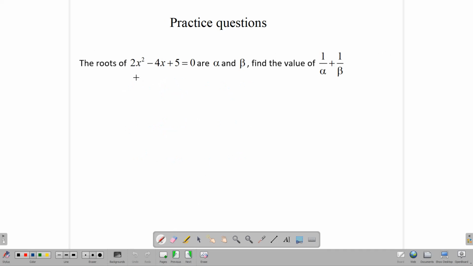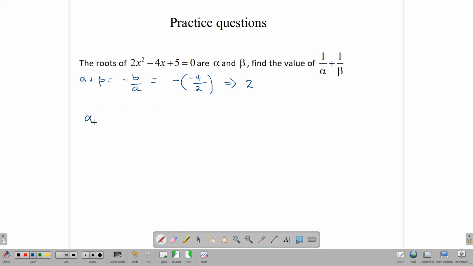Here we have the roots of this equation, 2x squared minus 4x plus 5 equals 0, are alpha and beta, and we are to find the value of 1 over alpha plus 1 over beta. So first let's write down the sum of the roots. Remember, the sum of the roots, alpha plus beta, is equal to minus b over a, and in this case we have a minus negative 4 over 2, and this minus here gives us a positive 2. So the sum of the roots is 2, and now let's write down the product of the roots.